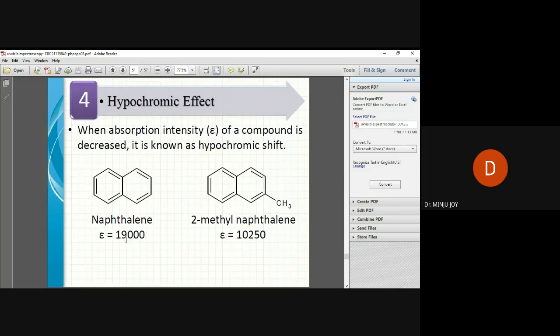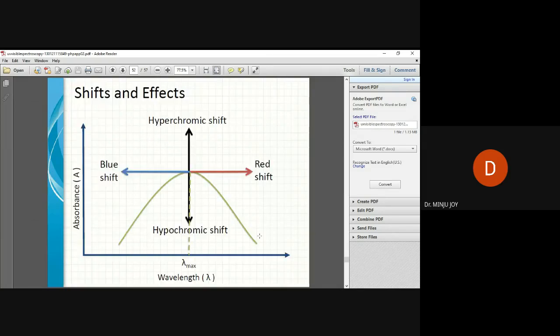For example, naphthalene shows an absorption maximum of 19,000. When a methyl group is introduced at the second position, it gives only 10250 because its intensity is getting reduced.